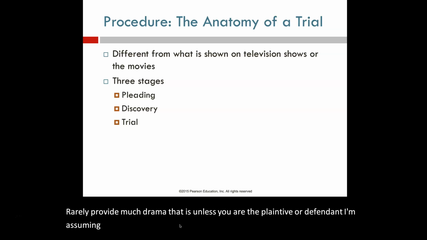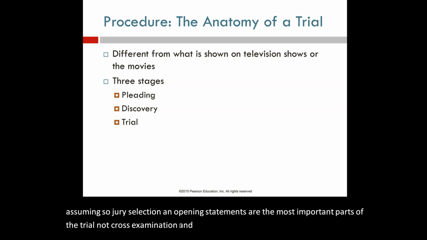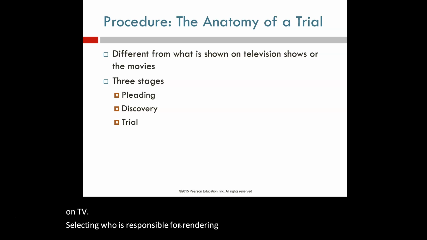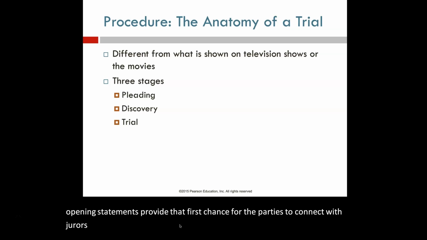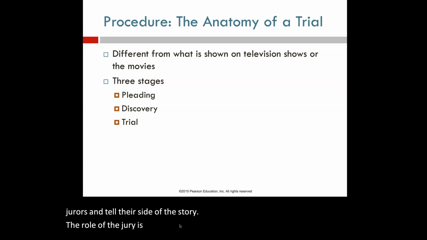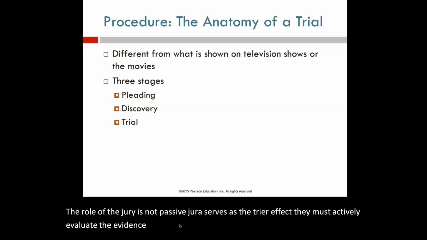Jury selection and opening statements are the most important parts of the trial, not the cross-examination and closing arguments as often is represented on TV. Selecting who is responsible for rendering the verdict is, of course, paramount. Opening statements provide that first chance for the parties to connect with jurors and tell their side of the story. The role of the jury is not passive. Jurors serve as the trier of fact. They must actively evaluate the evidence and decide who and what to believe.